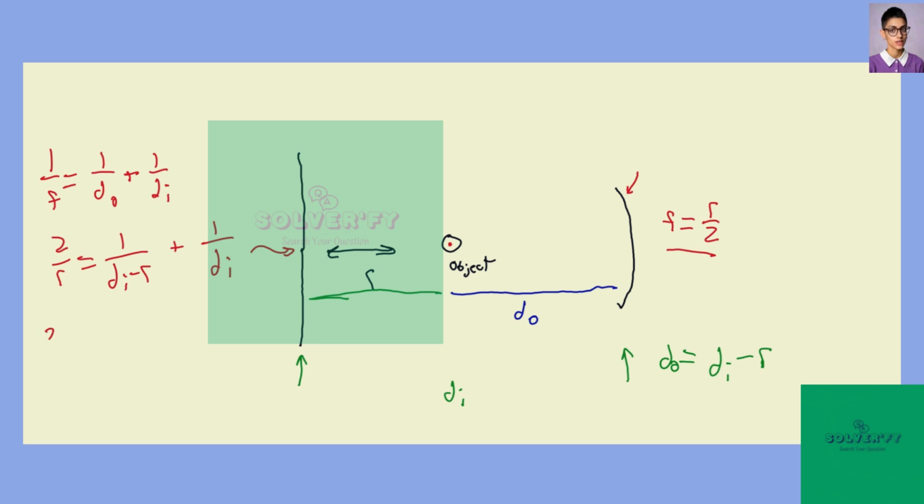Rearranging this, we can write that 2di squared minus 4dir plus r squared is equal to 0. We can solve this using the quadratic equation. And di is 4r plus or minus, blah, blah, blah. I'll let you do that part. You get r times (1 plus or minus square root 2 divided by 2).